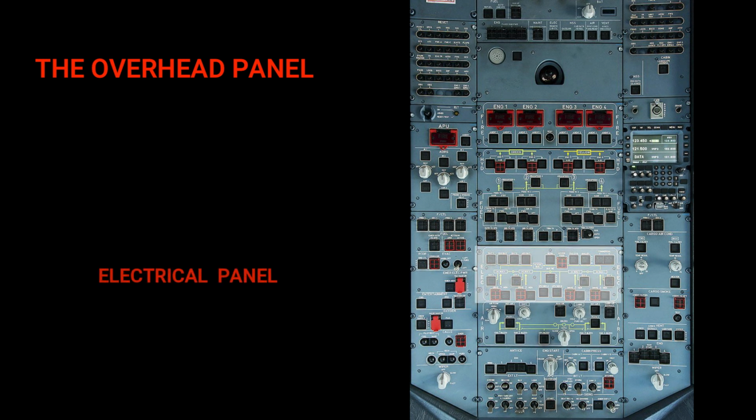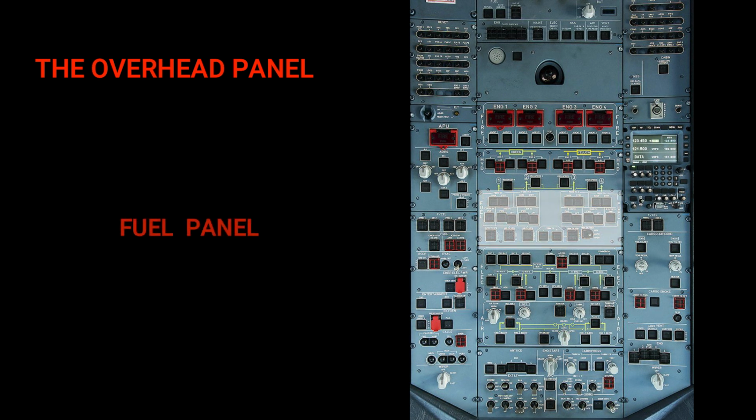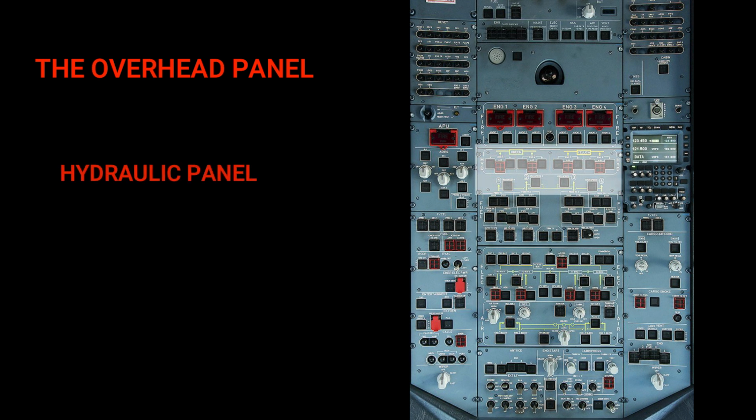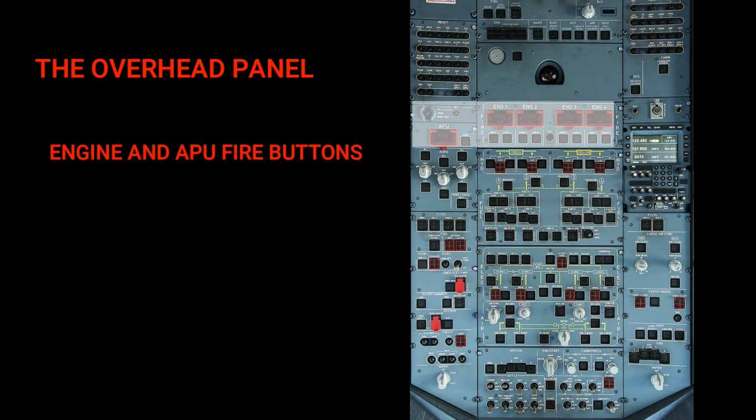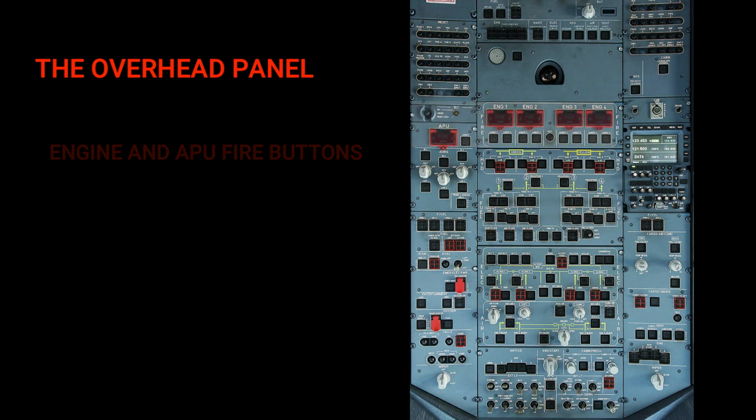The electrical panel controls the 4 generators driven by the engine-driven generator pumps. Fuel panel is next. Fuel panel is quite complicated on the A380, consisting of around about 20 different fuel pumps. The hydraulics panel, situated above, pressurizes the hydraulics to 5,500 psi. There are only 2 hydraulic systems. Above that is the fire push buttons, should we have a fire in any of the engines or on the APU.